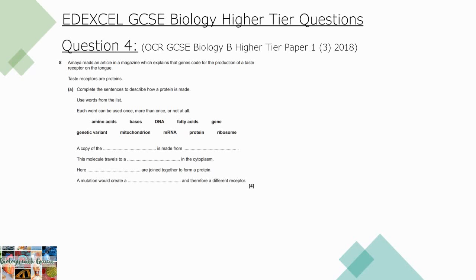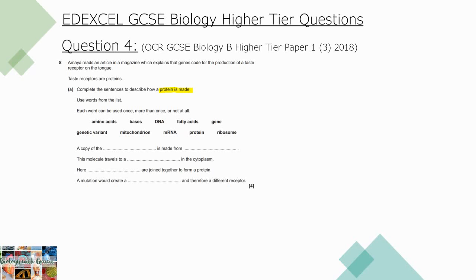So then we've got a selection of keywords there. So the key part in this question is obviously how a protein is made. So we know that this is targeting protein synthesis itself. So we've got transcription and translation. So it's likely that this passage is going to explain both of those stages.